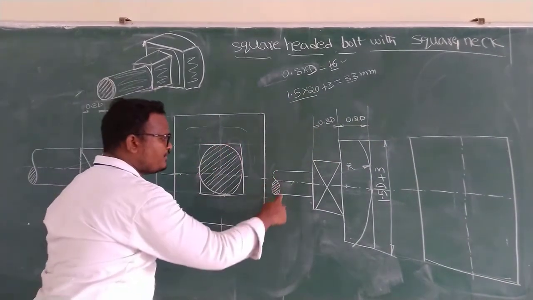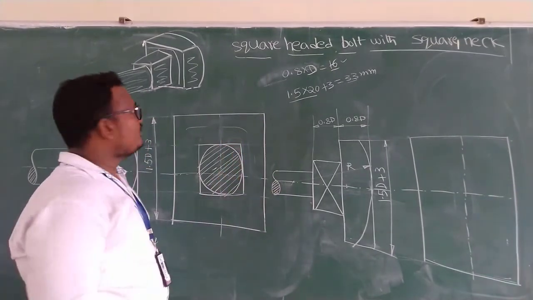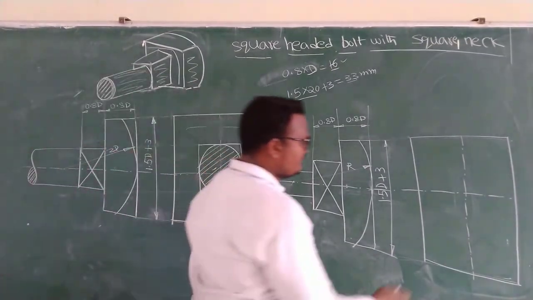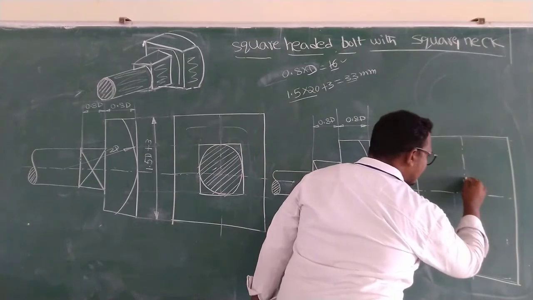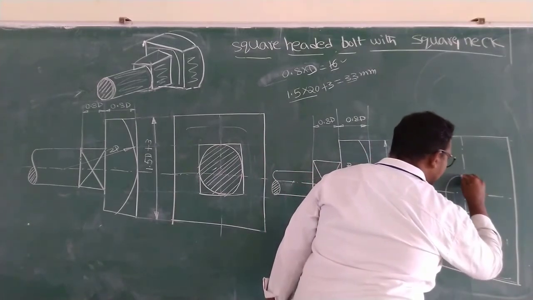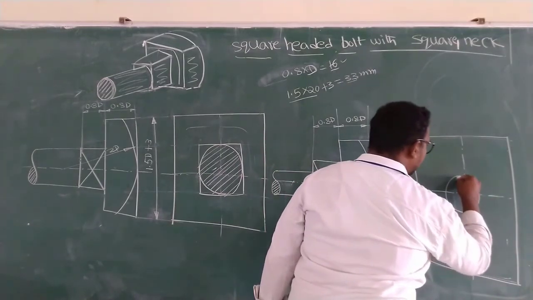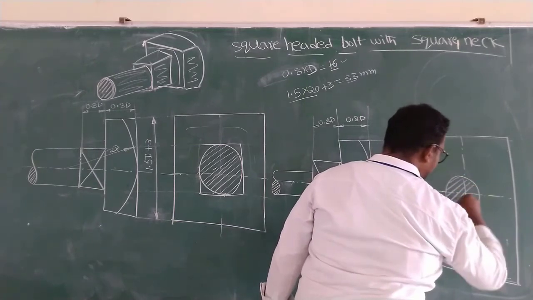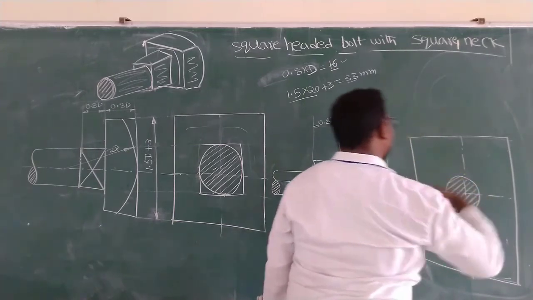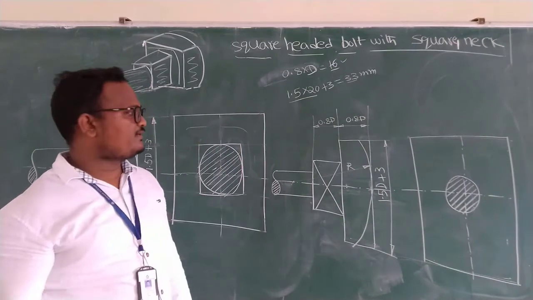So diameter of the bolt, what is the diameter? 20 mm, no? That means this point as a center, 10 mm as a radius, draw a circle. Okay, this you have to mention with hatching.